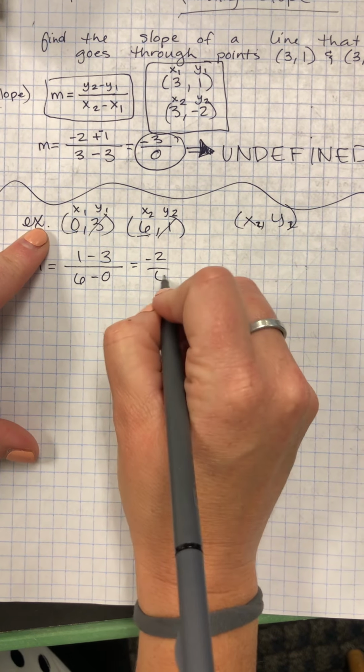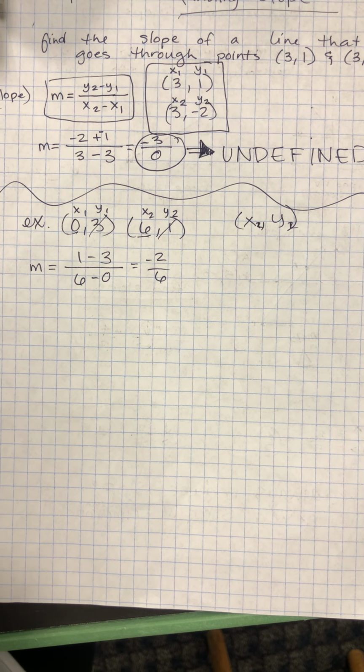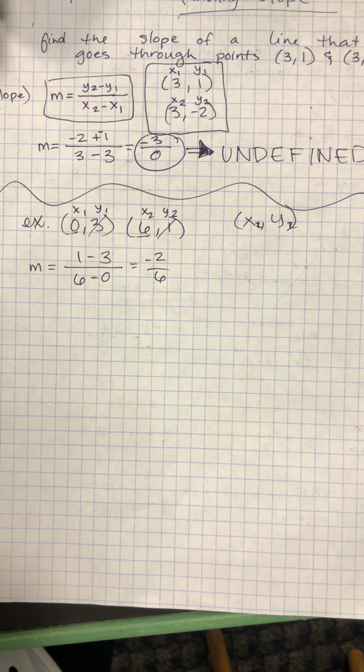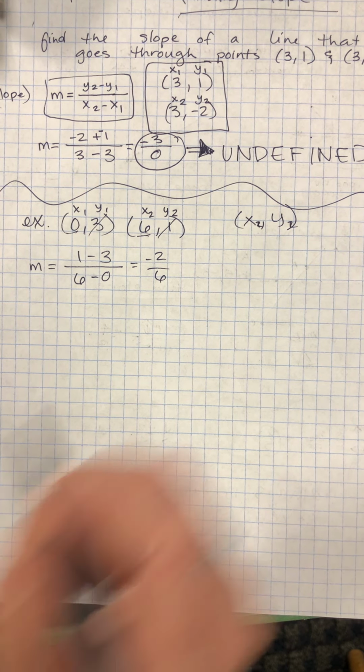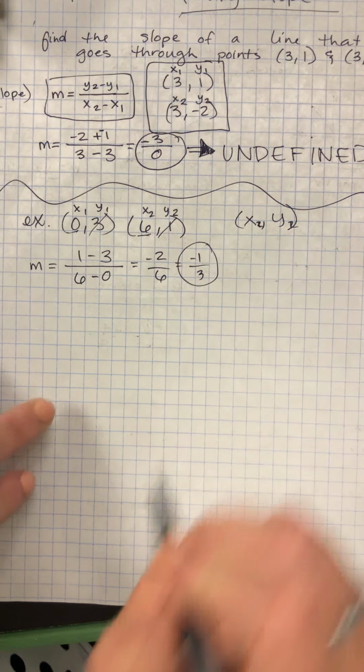6 minus 0, 6. Is negative 2 over 6 a good slope answer? No. Why? It can be reduced, right? 2 goes into both these numbers, so I should get negative 1/3 as my final slope.